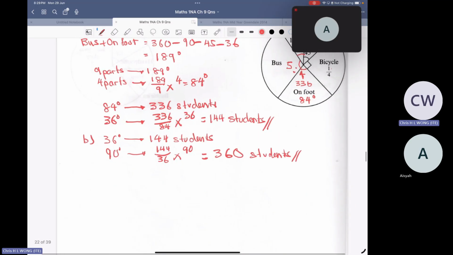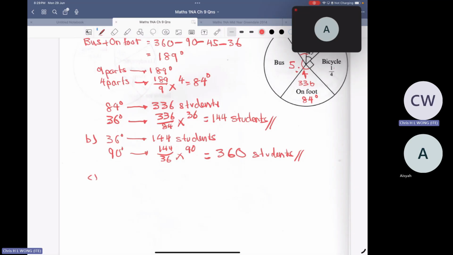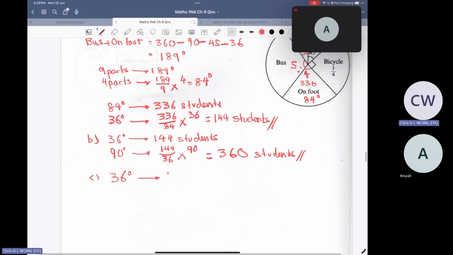So see, 36 degrees gives you, again, you're using the answer that you calculated, 144 students. What you want to find, the number of students surveyed, is actually 360 degrees, right? 360 degrees, which is a complete picture of the whole circle, is 144 divided by 36 times 360. Calculate for you.